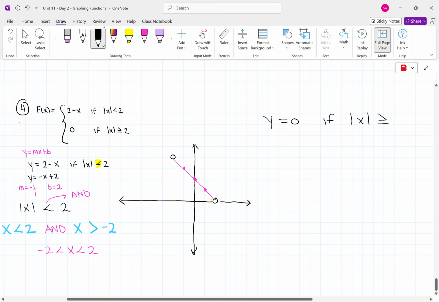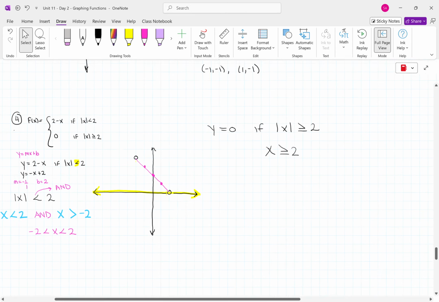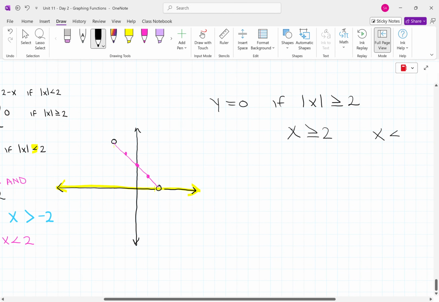Okay, so now what we want to do is graph y equals 0 if the absolute value of x is greater than or equal to 2. Well, do we all agree y equals 0 is the basically horizontal line on the x-axis? But now we have this restriction. It's the same idea of what we just had. So now I have an absolute value inequality, so I'm going to make my two inequalities. x is greater than or equal to 2. What's the other one going to be? x is less than or equal to negative 2. What is the connecting word here? Or, because it's greater than.